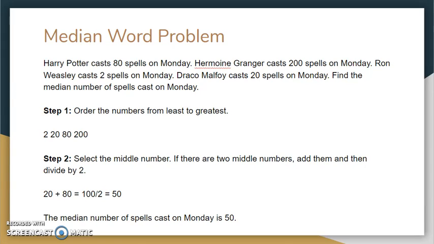First, let's order the numbers from least to greatest: 2, 20, 80, and 200. Next, we need to find the middle number.